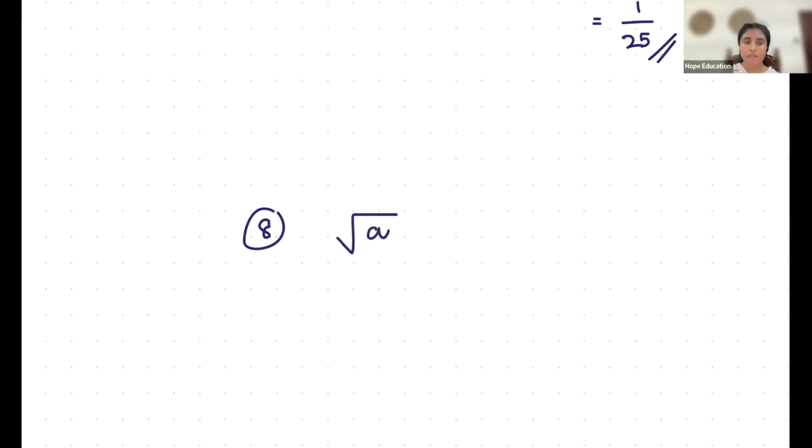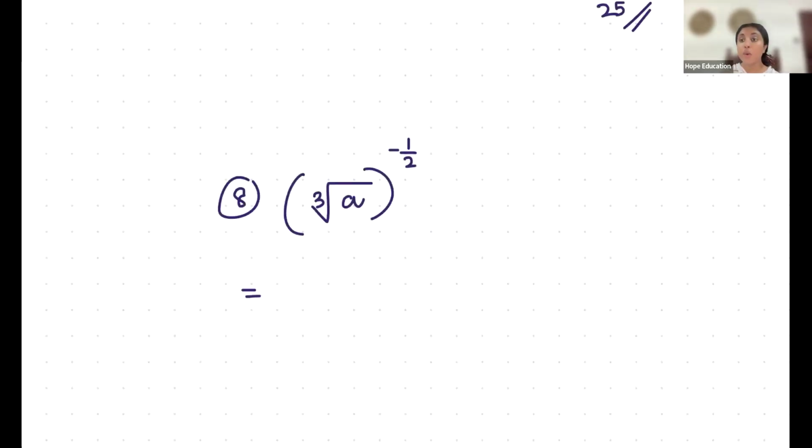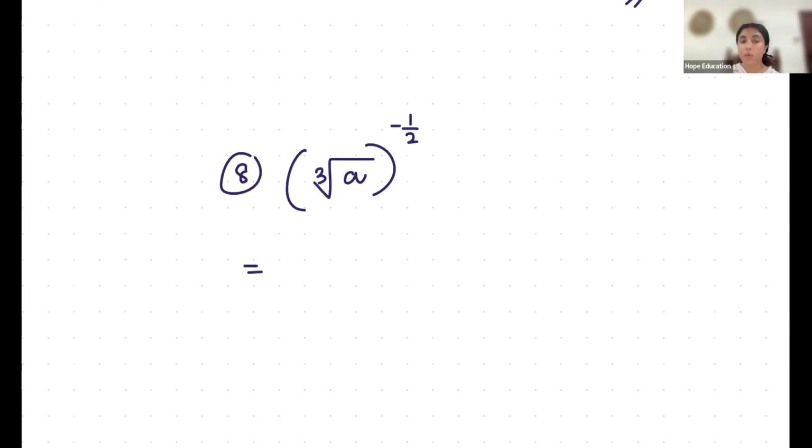Third root of a, which is cubic root of a, to the power minus half. Okay. As you all know, removing the root sign of the cubic root, I can write A to the power 1/3. So here it's the cubic root, the third root. So I remove the root sign and I write A to the power 1/3. Bracket. Outside there is a power which is minus half. I write that as it is. Okay.